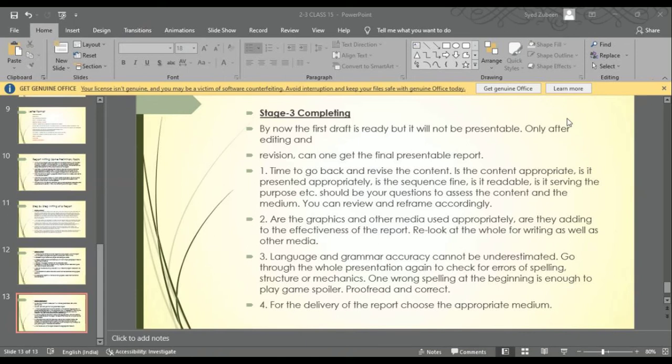So try to revise it as much as possible, and be careful of the deadline. If you have been given a deadline, stick to it and plan your revisions accordingly, right? Then we move on to, are the graphics and the media used appropriately? Are they adding to the effectiveness of the report? Re-look at the whole of the writing as well as other media.